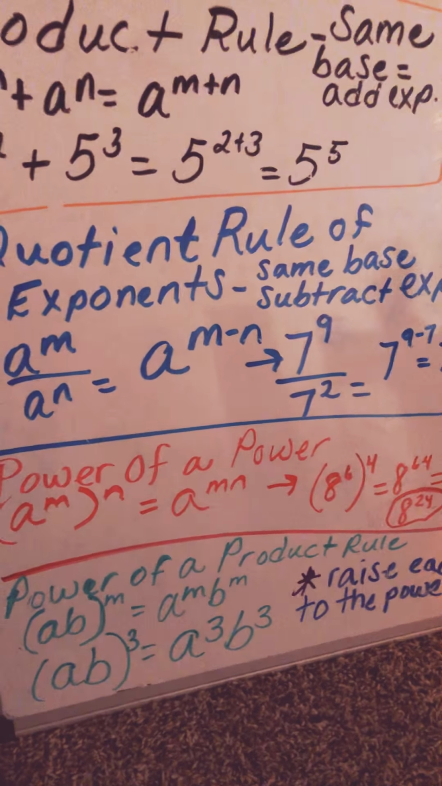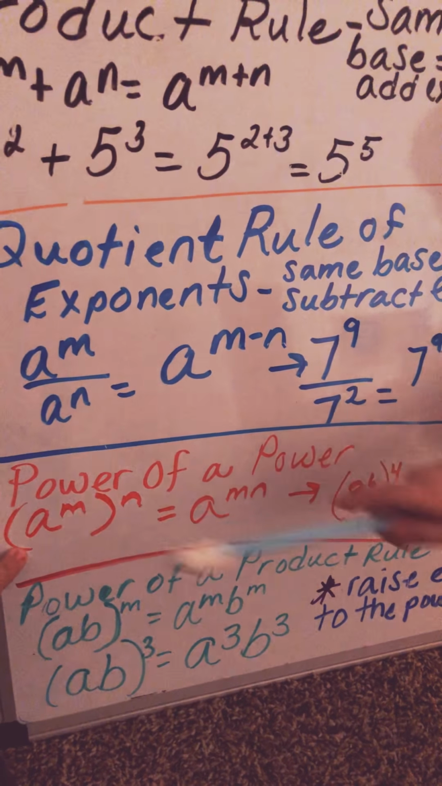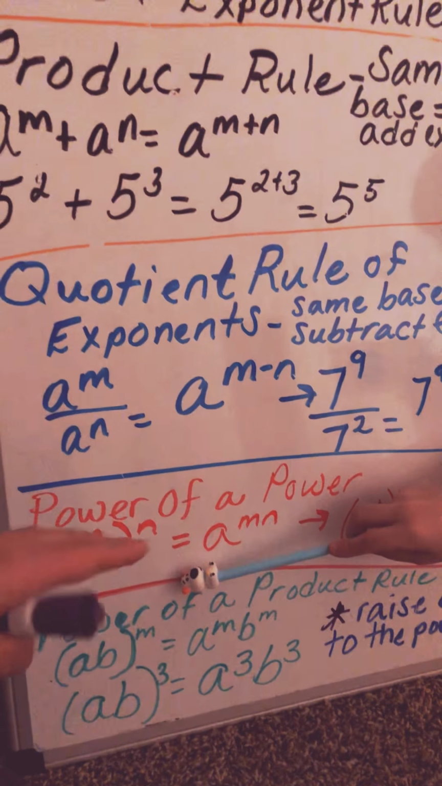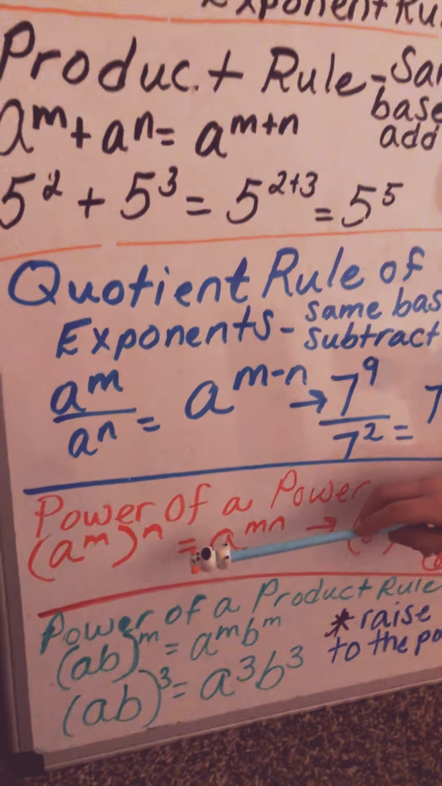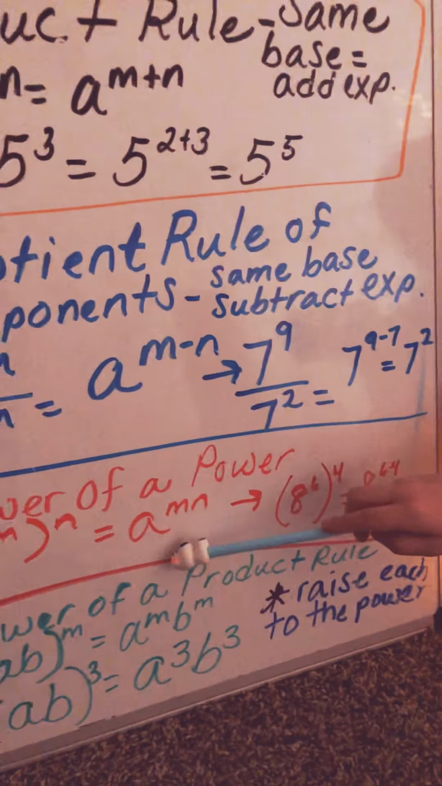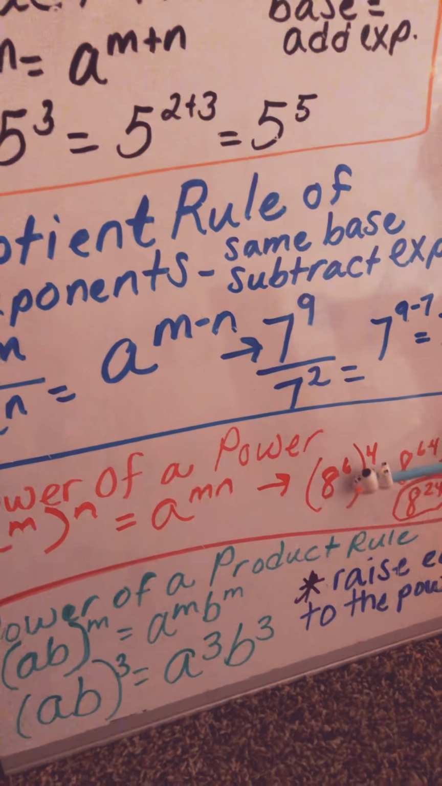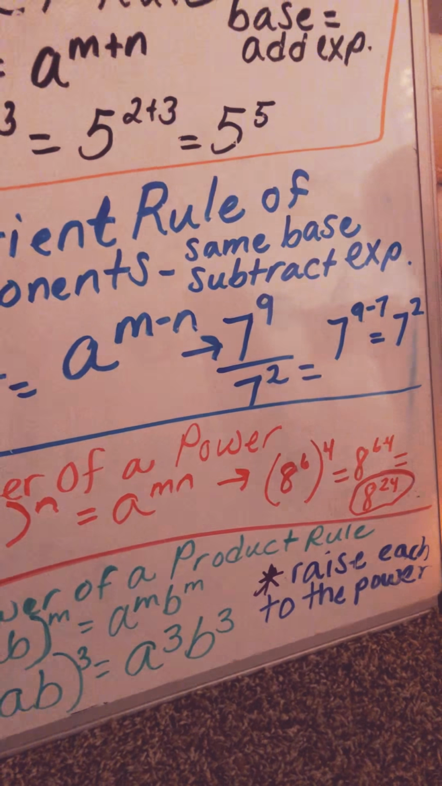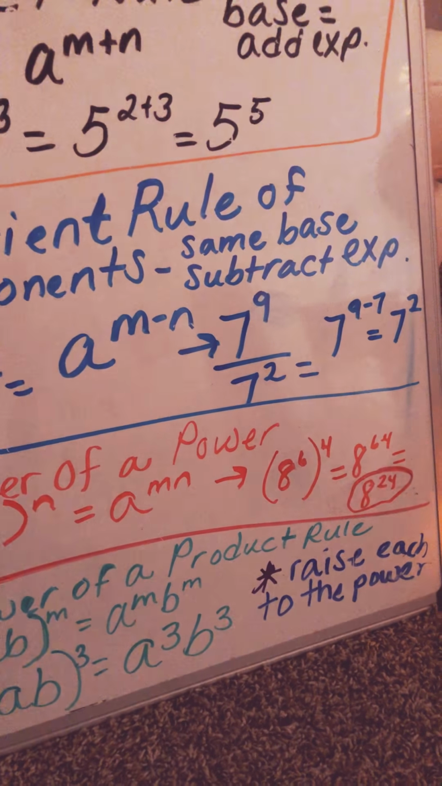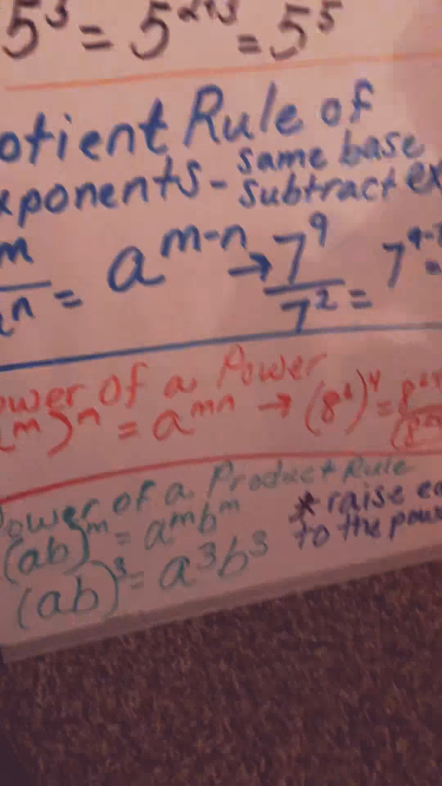This is the power of a power rule. A to the m taken to the n power, so something raised to one power and then raised to another power, you simply multiply the two exponents together. That becomes a to the m times n. So if we have 8 to the 6th power raised to the 4th power, it becomes 8 to the 6 times 4, or 8 to the 24th power. So power of a power, you multiply the exponents.